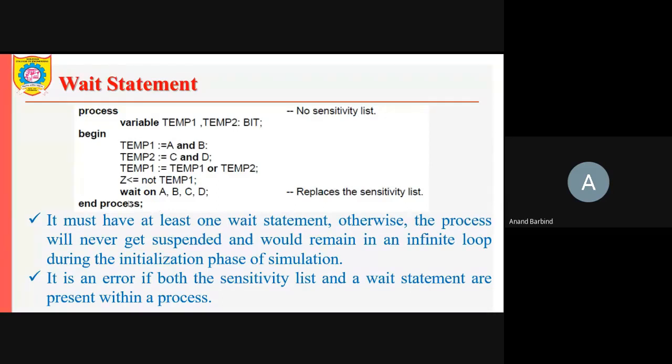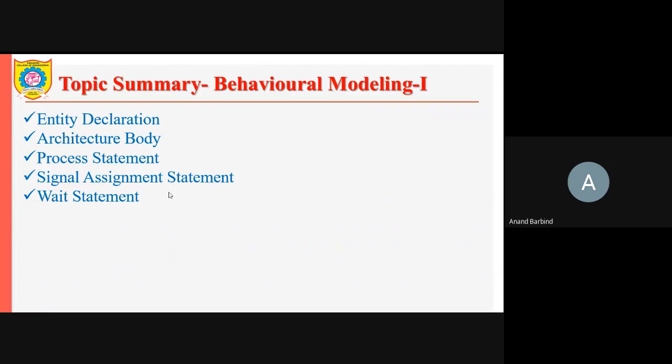And because in the process there is no sensitivity list, again it enters into this begin, and again it executes the statements sequentially. For the second time it again waits on A B C D, so it keeps on waiting till the next event occurs at A B C D. Today we have discussed entity declaration, architecture declaration, process statement, signal assignment statement, and wait statement with respect to behavioral modeling.